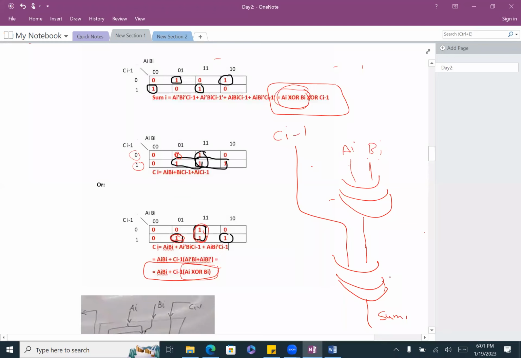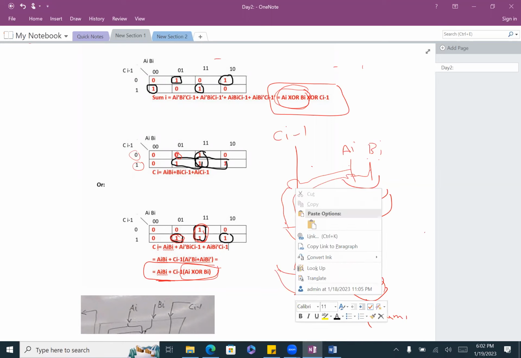Now let's do the carry. How does the carry look? First you have to AND A and B. So you do an AND here, with A and B, and that's the AND, correct? Then this goes to an OR. So that's the OR, perfect. Okay, and you OR it with what?